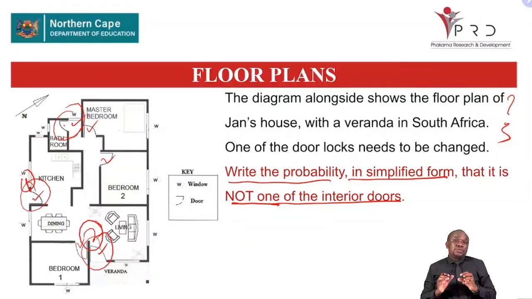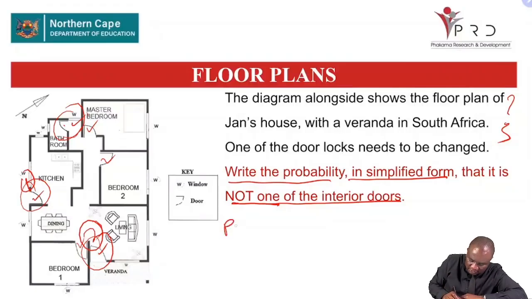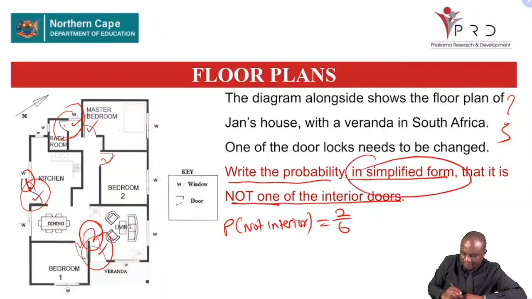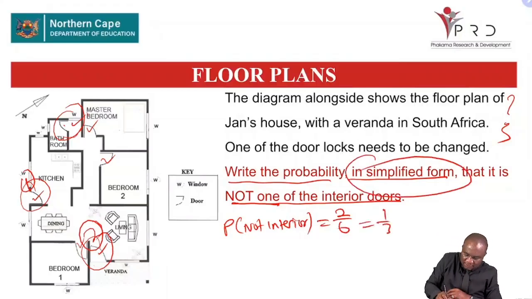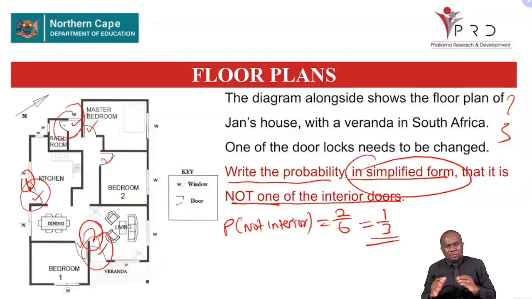Right. So we have 2 doors which are not interior out of 6. So the probability of not interior is equal to 2 over 6. But what did they say? In simplified form. So it's 1 over 3. If you're not told to write it as a percentage or a decimal, leave your probability as a fraction. Okay? Right. So it's 1 over 3.